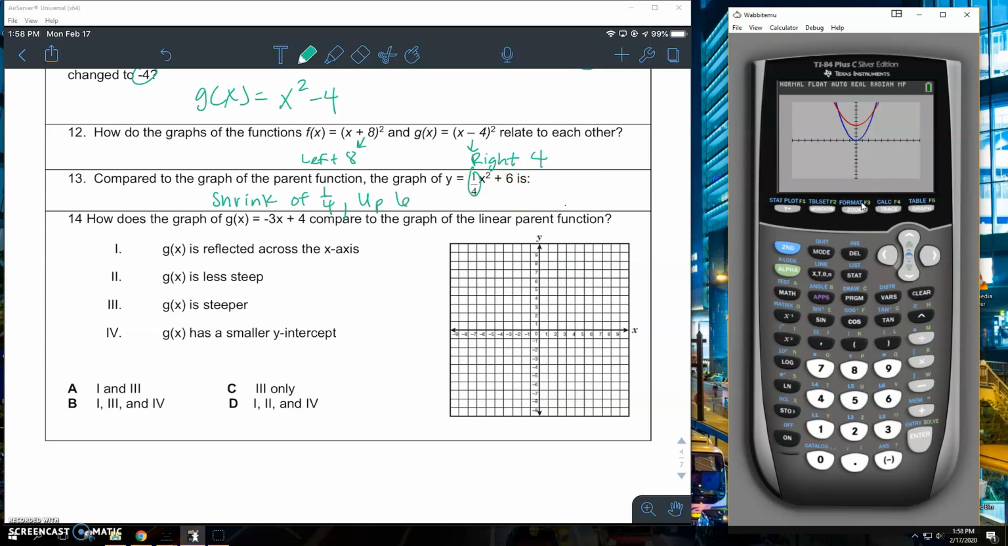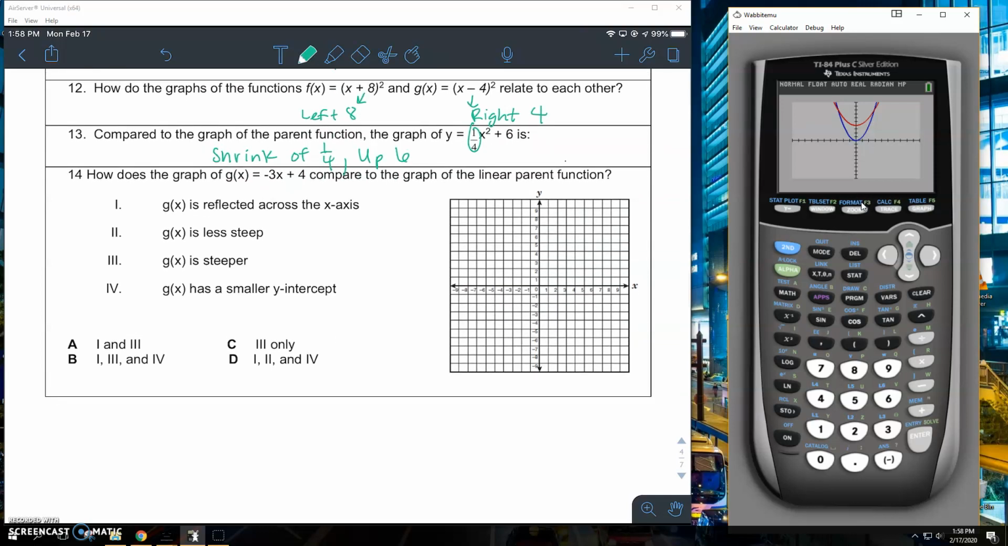14, how does the graph of g of x equals negative 3x plus 4 compare to the graph of the linear function? They gave you a graph here to graph it on, but if you have a calculator, I would just type it in. So I'm going to say negative 3x plus 4, and then the linear parent function is just y equals x. So this is negative 3x plus 4, and the red line is my parent function. The first thing I notice is that it's reflected because it's flipped, and that's because of the negative sign. Okay, so it is reflected.